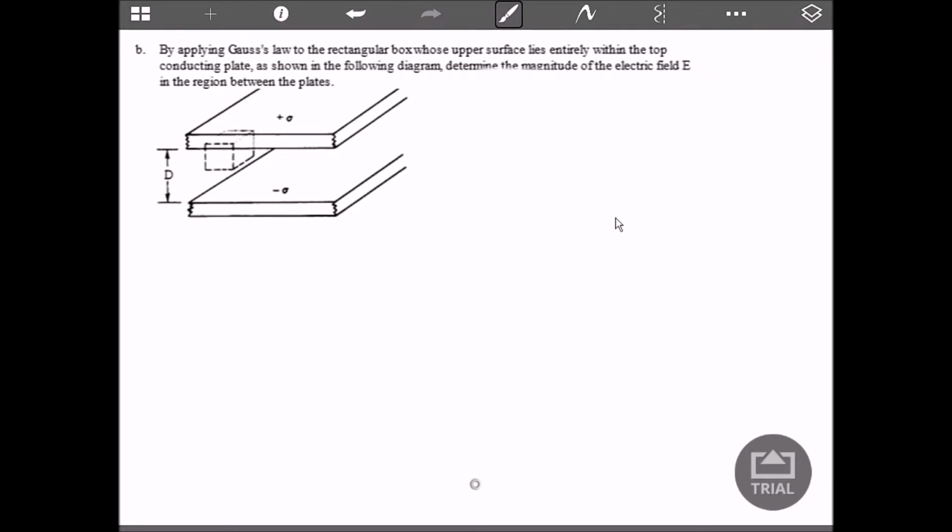In part B, we have to use Gauss's law in order to find the magnitude of the electric field that passes through this dashed rectangular box. Now, we know flux only accounts for the E field that goes perpendicular through the Gaussian surface. And so there are only two faces in this box where the E field is parallel to the area vector, which is at the top and bottom. All the other four faces are not accounted for because the E field is normal to the area vector.